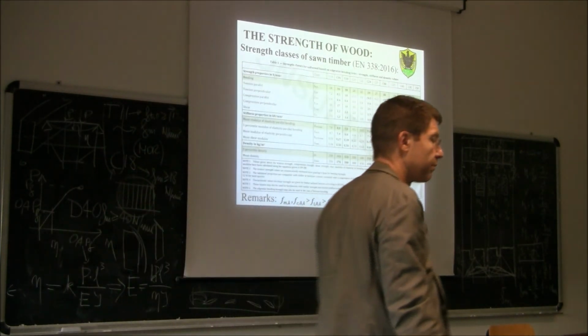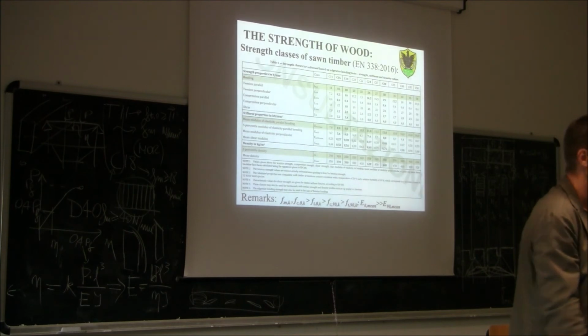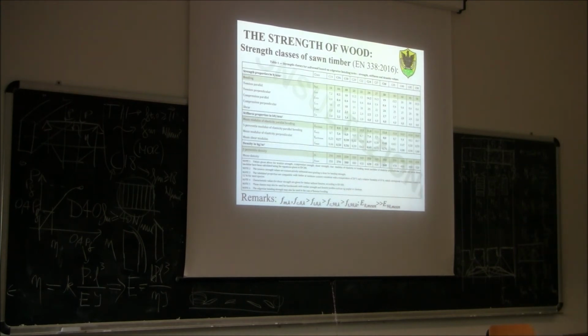In gigapascal. More or less, between 2.5, 3.0, 4, 30. Exactly. So you were talking about 3 times less. And then you see we have a modulus of elasticity parallel, mean and 5th percentile.